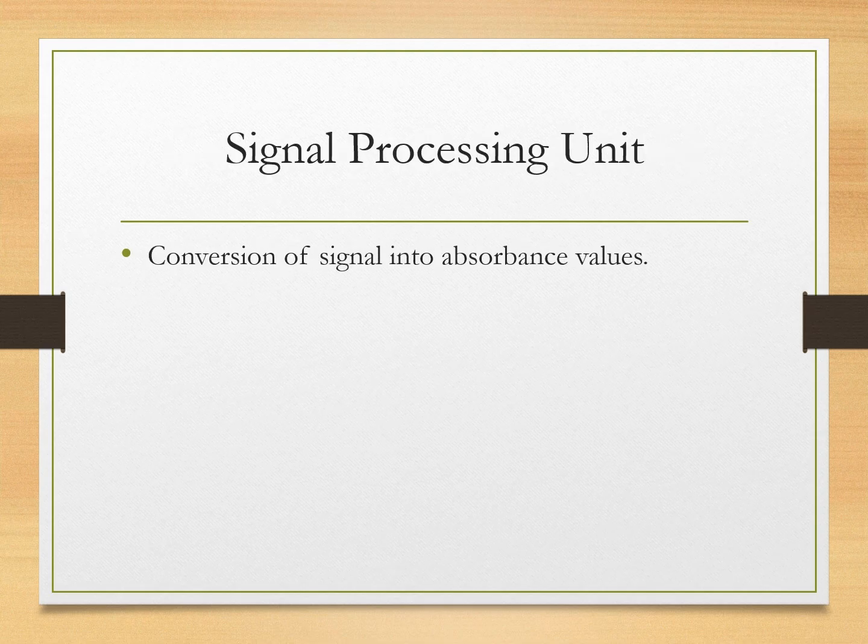Now we will discuss the signal processing unit. This unit amplifies and converts the signal into readable absorbance data. When the experiment is going, the light is absorbed, and the signal processing unit converts that into absorbance data. Modern spectrophotometers use a microprocessor for automatic calculations.